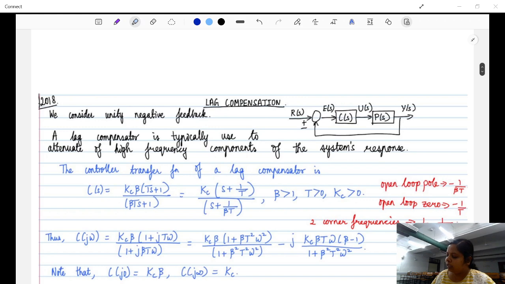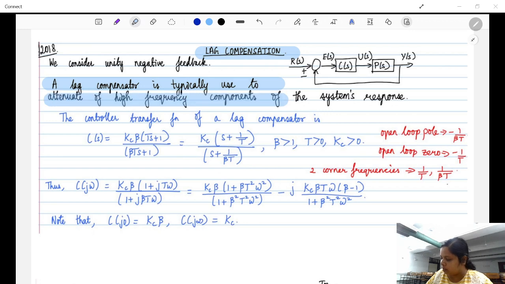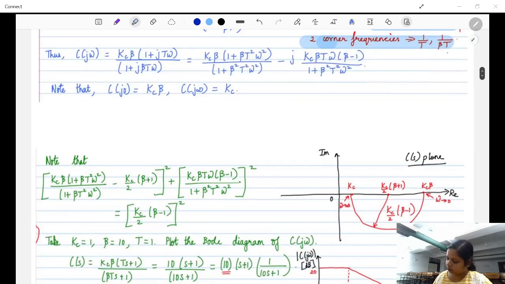Once you read about the lead compensator, you can see there is something called lag compensator, and it comes into picture to attenuate high frequency components of the system response. Basically, we don't want high frequency components to be present. That leads to increase in noise. In this case, it is a very similar transfer function where the only thing which is different here is beta. Beta is greater than 1, T is greater than 0, and Kc is greater than 0. Open loop pole is at this position, open loop zero is at this position. There are two corner frequencies. I hope that is already clear to you.